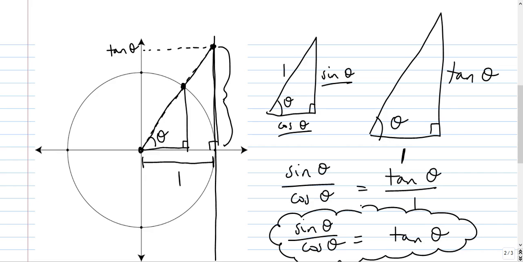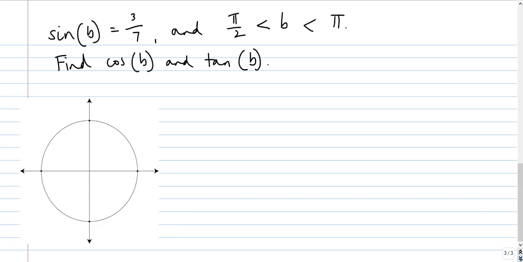So these two ratios can be used sometimes interchangeably. They give us the ability to answer some questions where we might be given sine of an angle and we need to find cos or tan. But there's also the approach of using right angle triangles to find these. So I'm going to work through this example and show both methods, and then you can decide which one you like better.